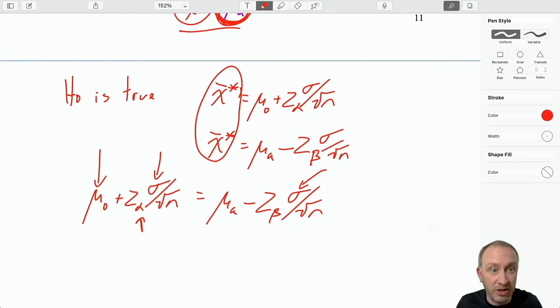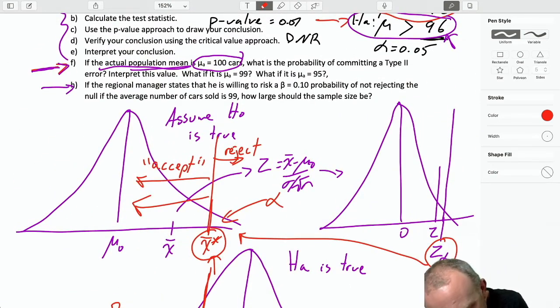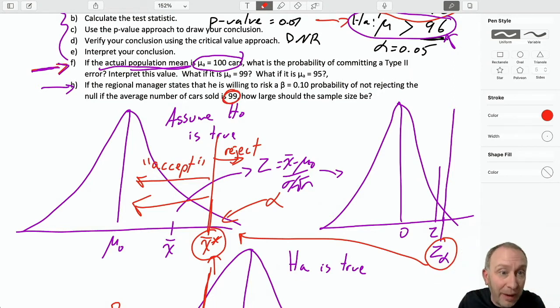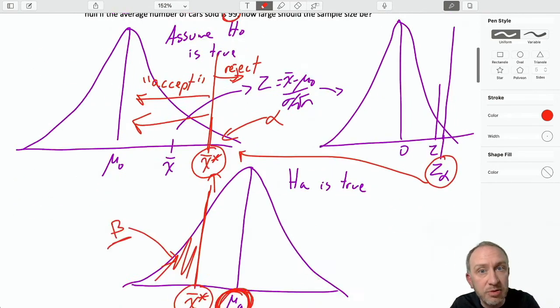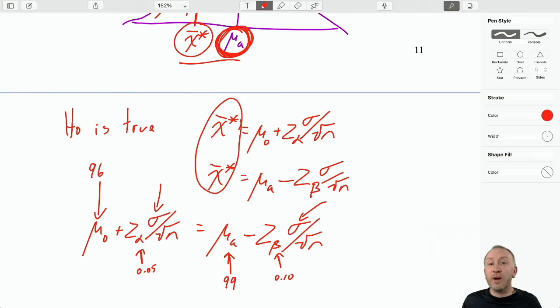Now, what I can decide on is the magnitude of that error, right? So here, in my example, that's the 96. And in our exercise, the magnitude of that error that I'm willing to accept is if the actual population mean is 99. If it's 99, so the alternative is true, I'm willing to accept that 10% chance of committing a type 2 error. So then this is that 99. Well, here's beta, the probability of a type 2 error. So that's that 0.1, right? And here alpha was 0.05. What's left?